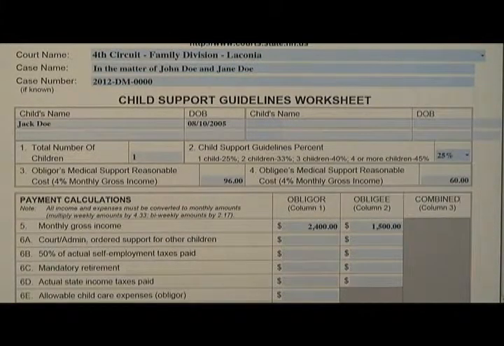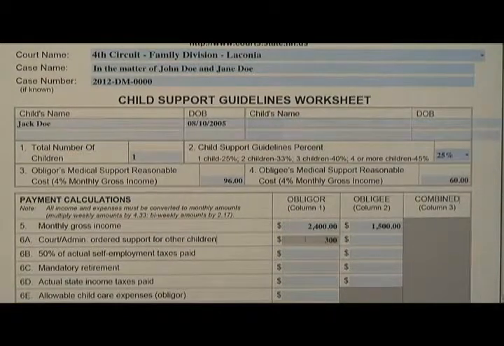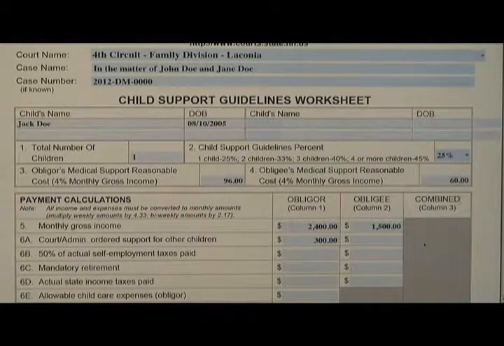Line item 6A is the court administrative order support for the children. In our example, we will say that the court has ordered the obligor to pay $300 a month to the obligee. So John is going to now be paying $300 a month to Jane, and this was ordered by the court before the mediation process began, or before the Child Support Guideline Worksheet process began.